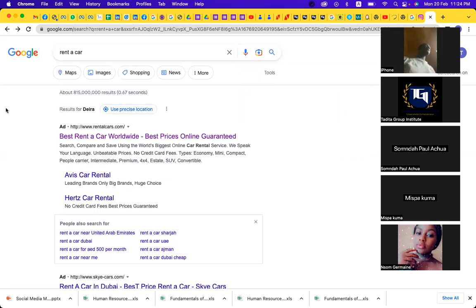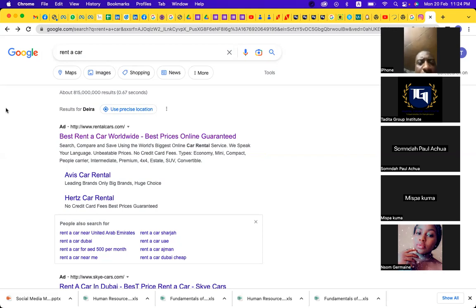Now, I've shown you the difference between paid ads and free ads, and I'm going to be expanding more about PPC. Now, when it comes to paid ads, there are usually 7 and below ads on every page, okay?